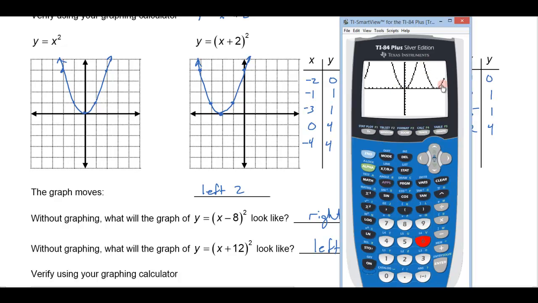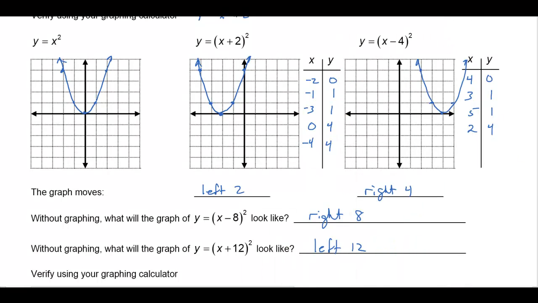It's over here, moved 8. And this one over here, if I move it 12 to the left, it's going to start over here. So you can just see where that is coming down. Let's change my window ever so slightly. Let's go from, say, minus 15 in the x direction. So again, here's your x squared, here's your (x minus 8) squared, and over here is your (x plus 12) quantity squared.